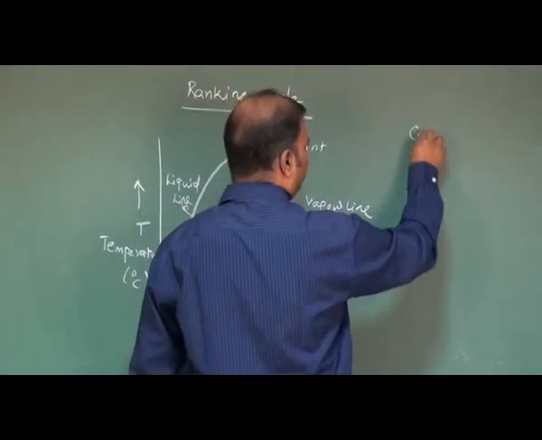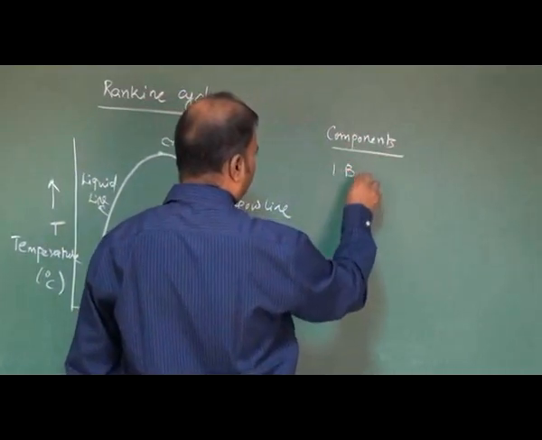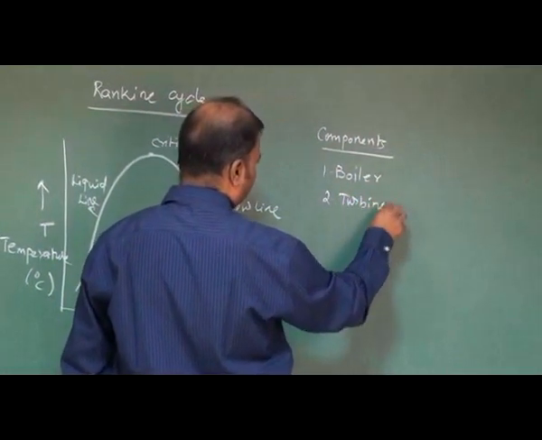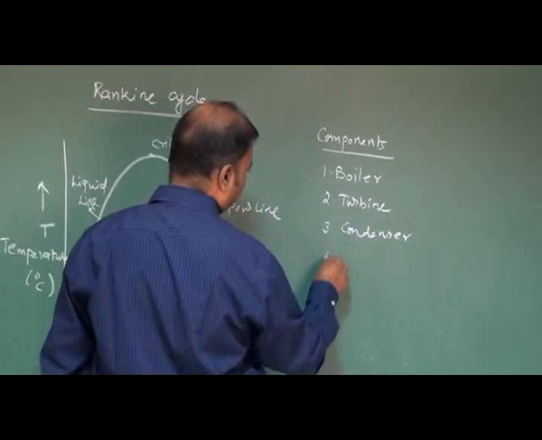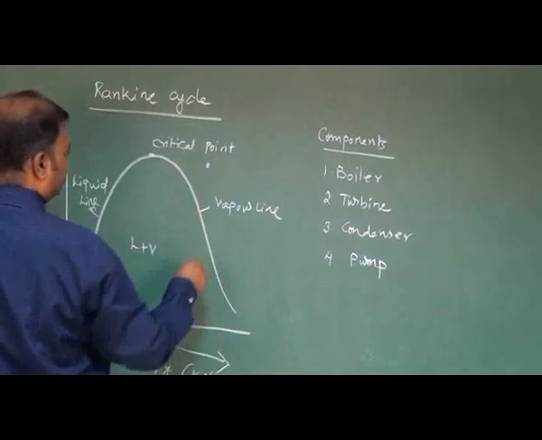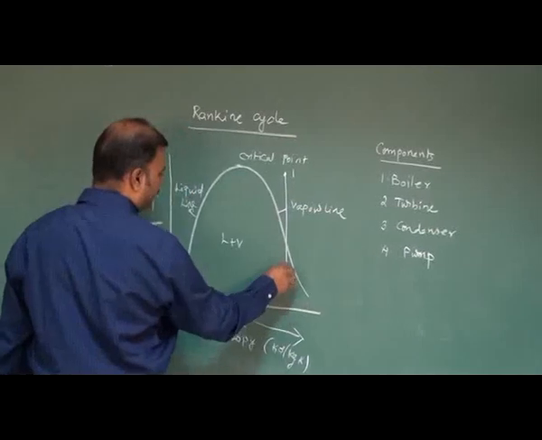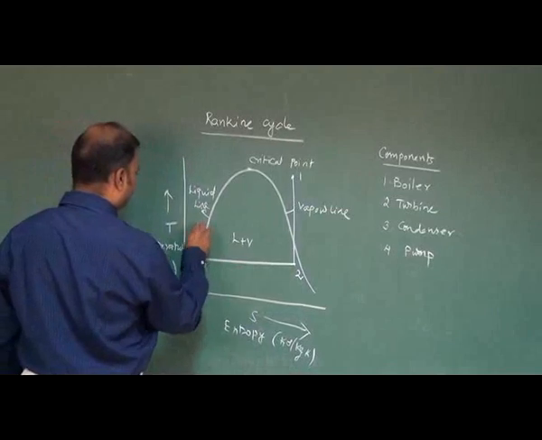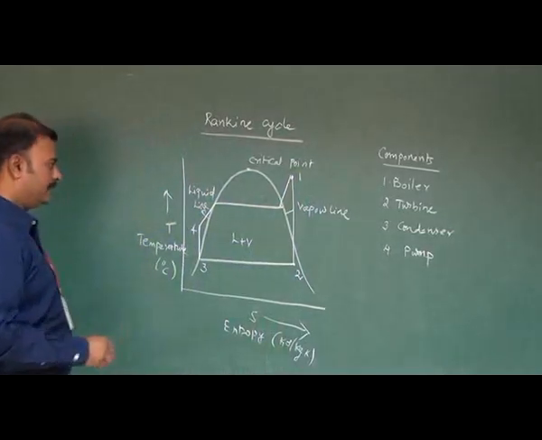The components involved in the thermal power plant are boiler, turbine, condenser, and another one is pump. Normally superheated steam is expanded in the turbine, then the vapor is condensed into liquid, and it is pumped back. So this is the Rankine cycle.